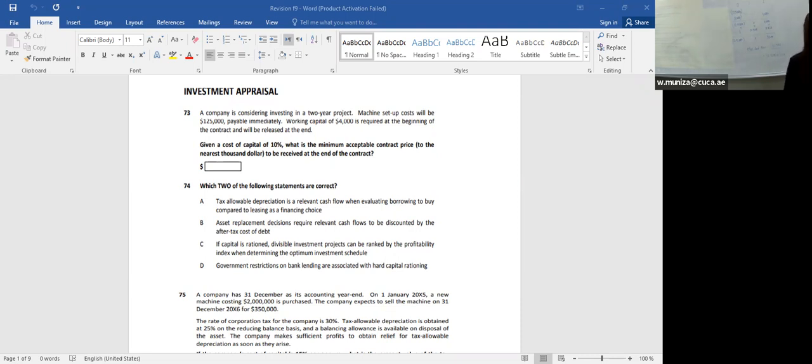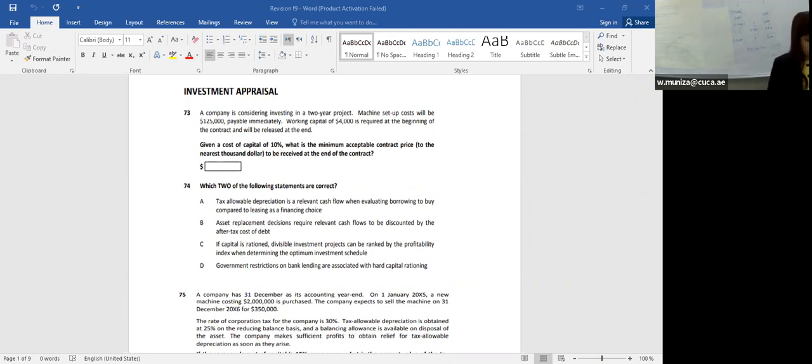Then, government restrictions on bank lending are associated with hard capital rationing. This is again correct. Basically, there are two types of capital rationing: hard and soft. Hard capital rationing arises because of factors which are not in the control of the organization and which are initiated from outside its boundaries. Government restriction is not in the control of the organization, so this is hard capital rationing. So option C and option D are the correct ones. Okay, let's see question number 75, Angelika.